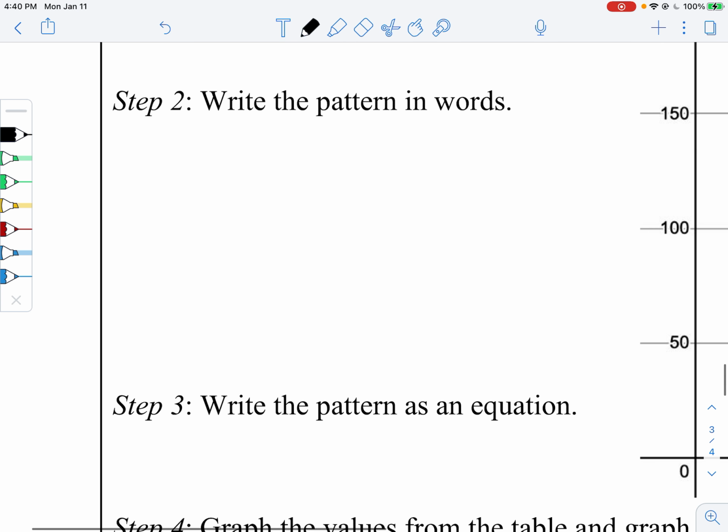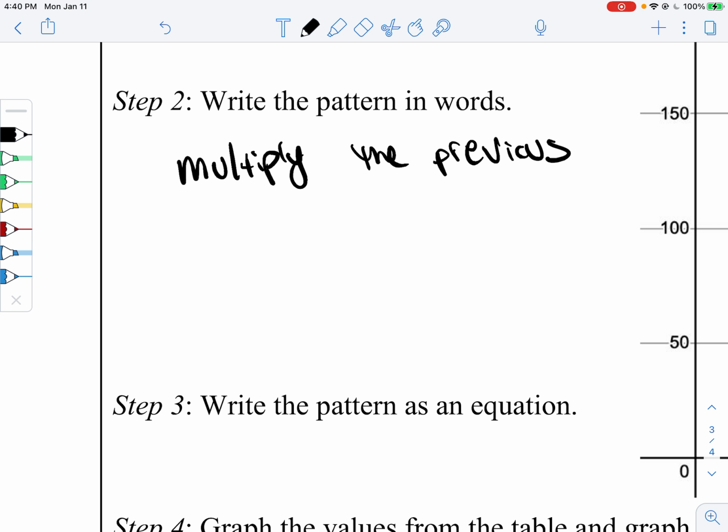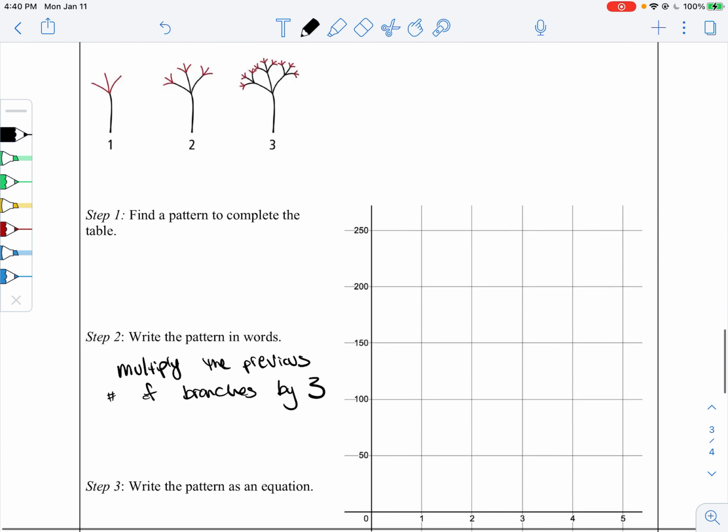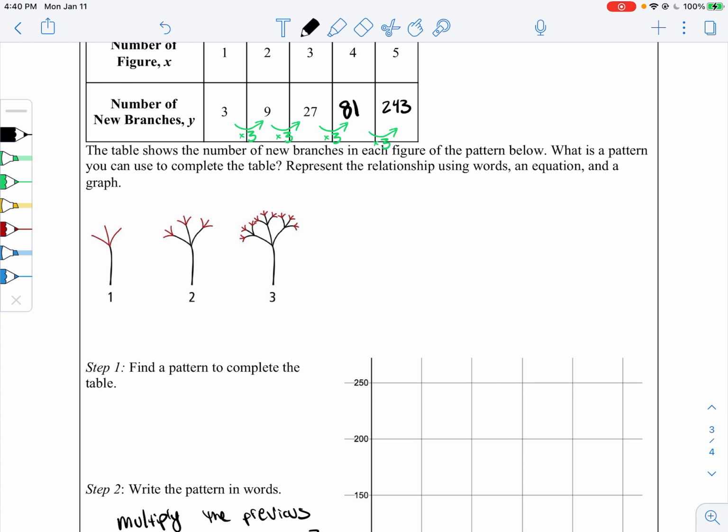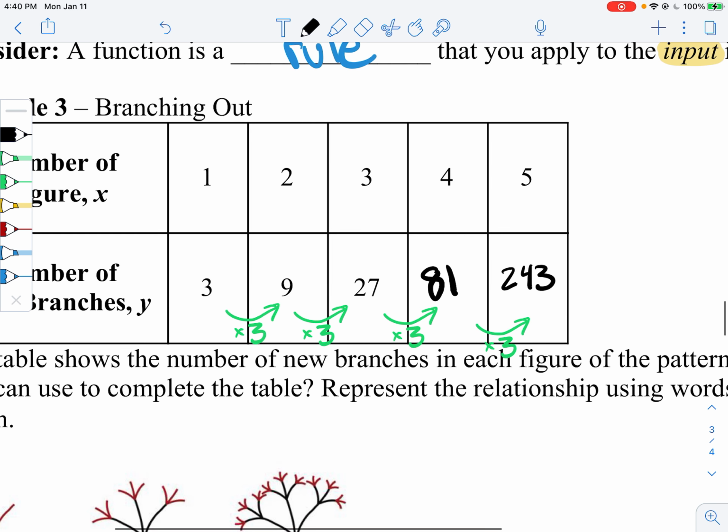So to get the next step, you multiply the previous number of branches by 3. And that's our rule. However, you guys, there's not just one singular rule. There's not one way to express the rule. You can say, hey, just take the previous guy and times him by 3. There's another way to look at it.